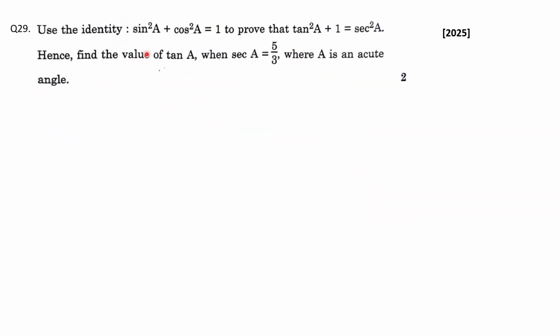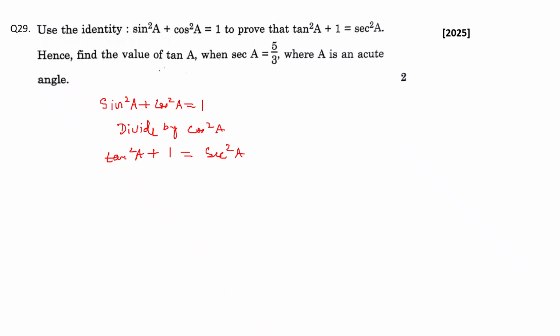Use the identity sin square A plus cos square A equals 1 to prove tan square A plus 1 equals sec square A. Hence find the value of tan A when sec A equals 5 by 3, where A is an acute angle. So sin square A plus cos square A is equal to 1. Let's divide both sides by cos square A. So sin square A by cos square A will become tan square A, cos square A by cos square A is 1, and 1 by cos square A will be sec square A. So the first part is done.